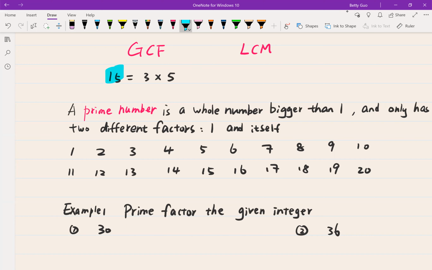Let's say we have 15 equals 3 times 5. Then we say 3 is a factor of 15 because 3 goes into 15 five times. And 15 is a multiple of 3. 5 is also a factor of 15 because 15 is divisible by 5. 5 goes into 15 three times.